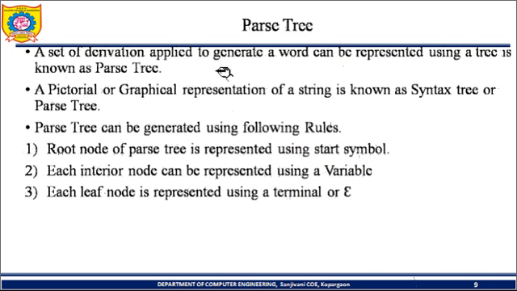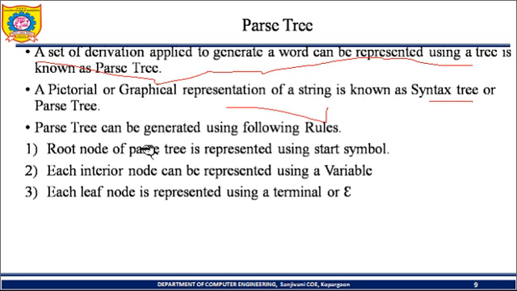Now there is one more way to generate the string by using the given grammar. That concept is called a parse tree or syntax tree. A parse tree is nothing but the set of derivations applied to generate a word represented using a tree, or in simple words, a pictorial or graphical representation of the given grammar by means of a tree is called a syntax or parse tree.